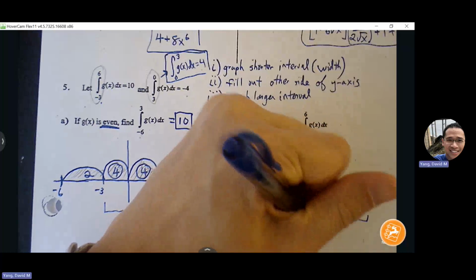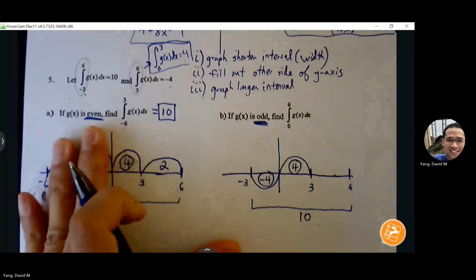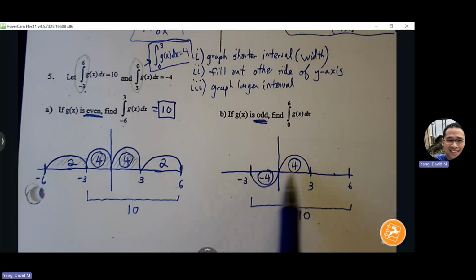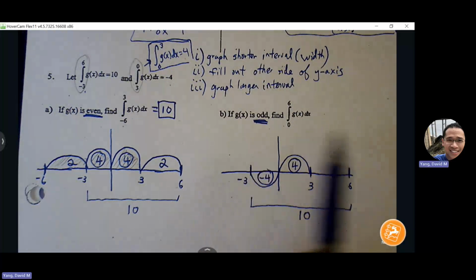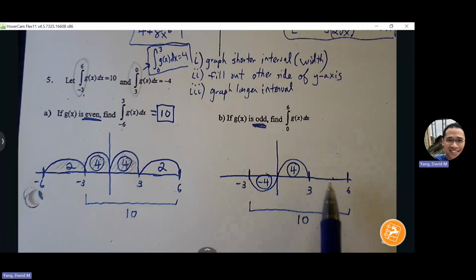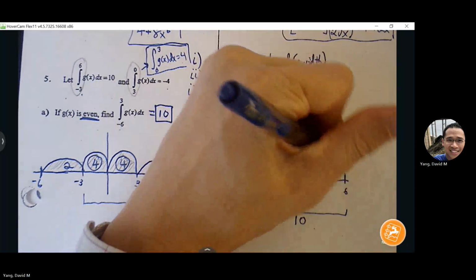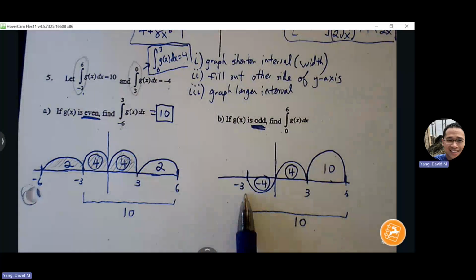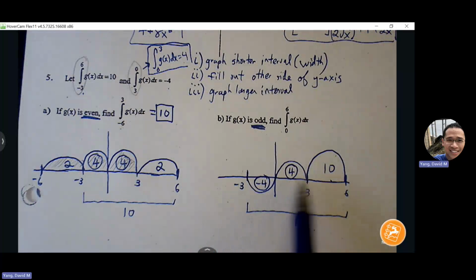This has to add up to be 10. I have -4 here, +4 here. We don't want to be overlapping with this region. We just want to figure out what is missing here. What can we say is missing? 10. Because -4 + 4 is 0. There's still 10 left over. 10 has to go with that region here.